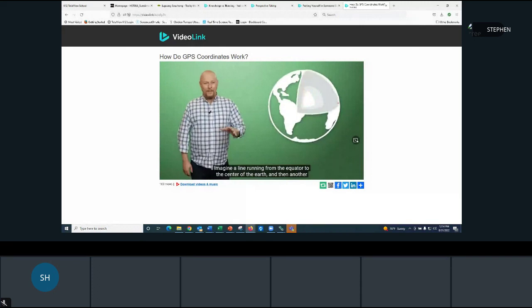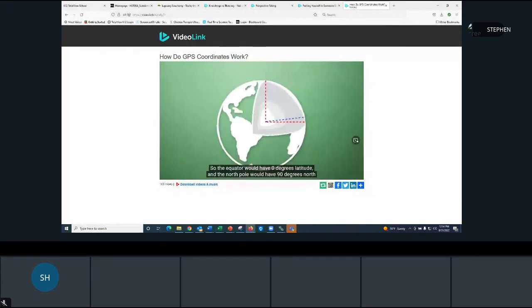Imagine a line running from the equator to the center of the Earth, and then another line running from the center of the Earth to the north or south pole. These two lines make a 90-degree angle. All latitudes in each hemisphere can be represented by drawing a third line somewhere between them. So the equator would have 0 degrees latitude, and the North Pole would have 90 degrees north latitude, and a location halfway between the North Pole and the equator would lie at 45 degrees north. Same thing for the southern hemisphere, except you'd call it degrees south.